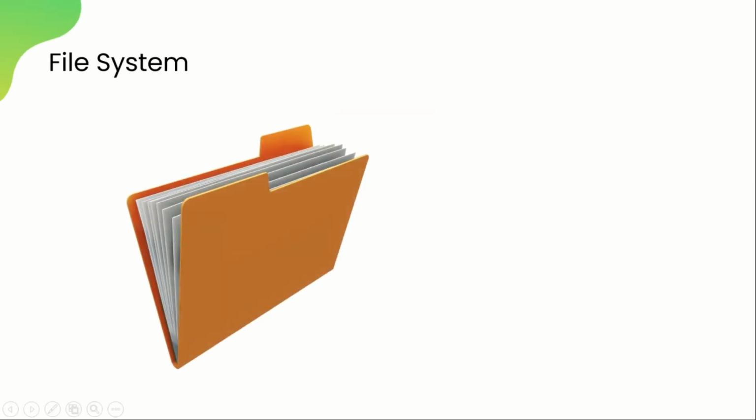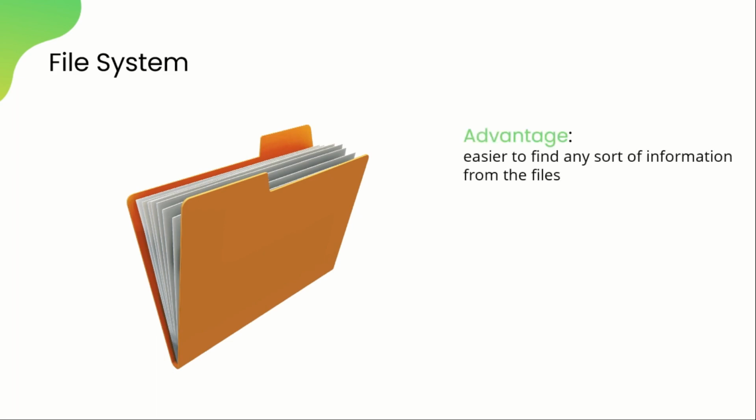Traditionally, before the computer was invented, we used the file system. File systems are the manual way in which we used to keep the records in files. What was the advantage of this? It was easy to store the data because it was manual, right?